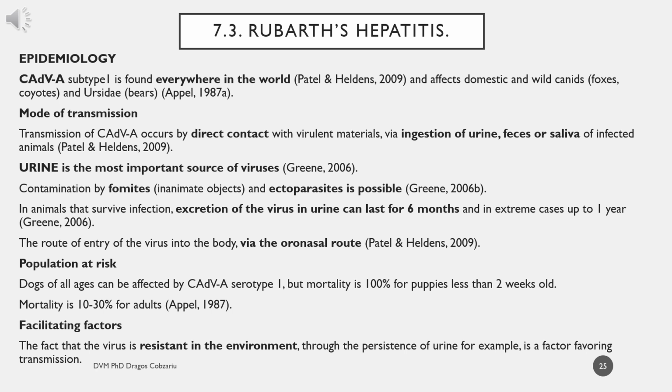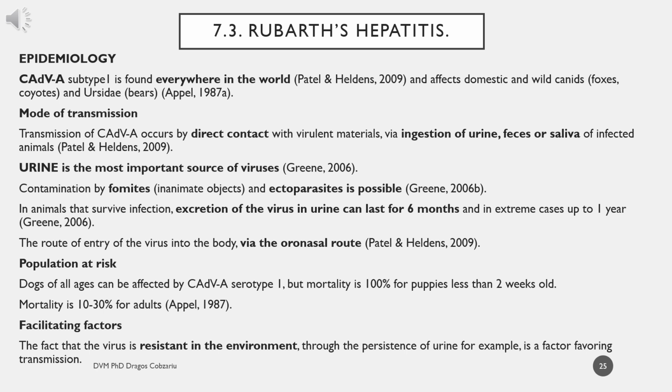Mode of transmission. Transmission of CADV-A occurs by direct contact with virulent materials, via ingestion of urine, feces or saliva of infected animals. Urine is the most important source of virus. Contamination by fomites, inanimate objects, and ectoparasites is possible. In animals that survive infection, excretion of the virus in urine can last for 6 months and in extreme cases up to 1 year. The route of entry of the virus into the body is the oronasal route.